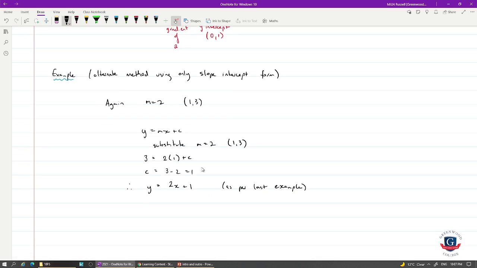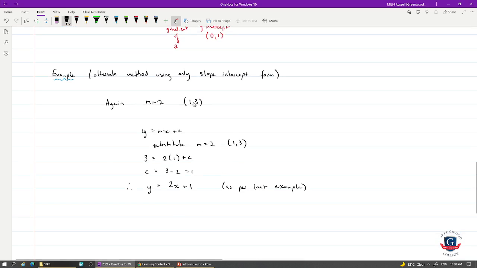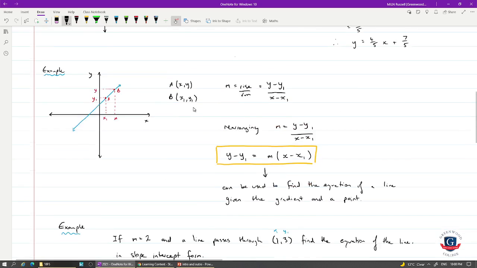Whichever one is easiest for you, I would suggest doing. If you understand both, pick the one that's quicker. If you just want to focus on slope-intercept form, do that.